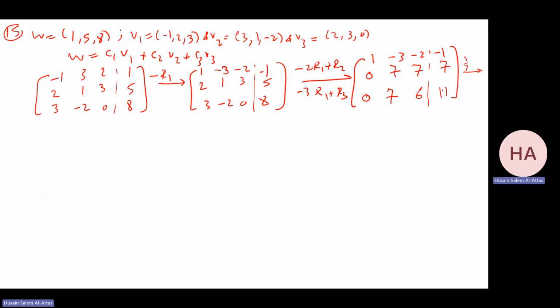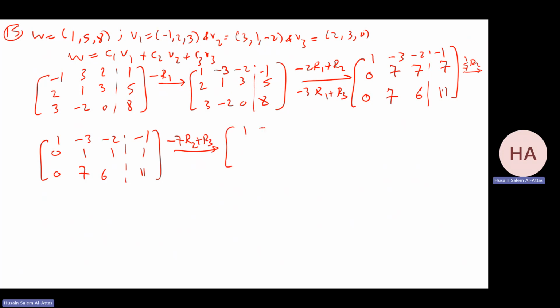Now, 1 over 7 times R2, to give me what? 1, minus 3, minus 2, minus 1. 0, 1, 1, 1. 0, 7, 6, 11. Now, multiply minus 7 R2 plus R3. That will be 0, 1, 1, 1. Now, that will be 0. Minus 7, that will be 0. Minus 7 plus 6, that will be minus 1. Minus 7, that will be 4.